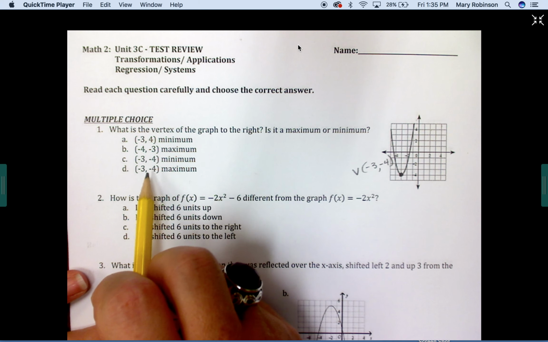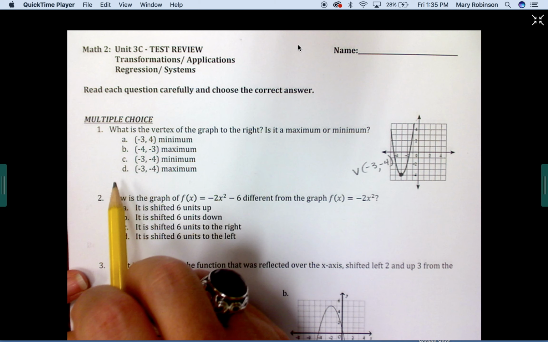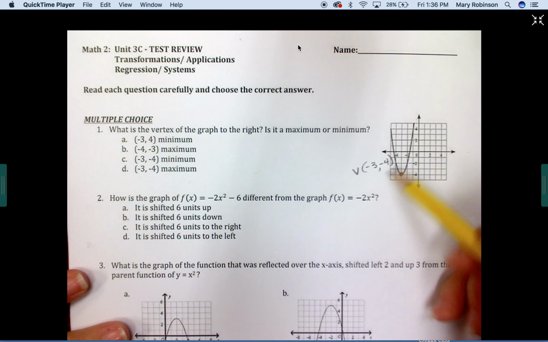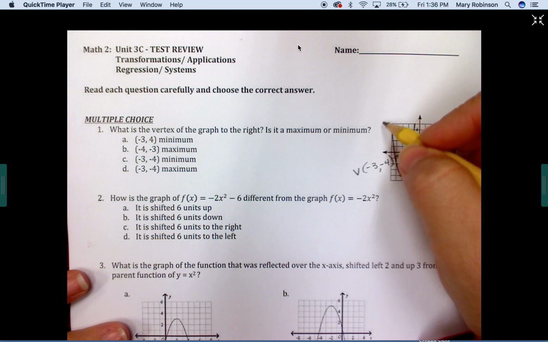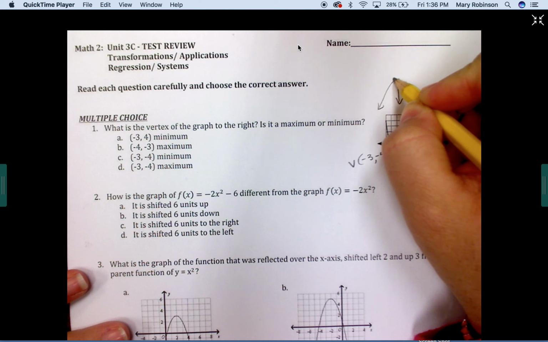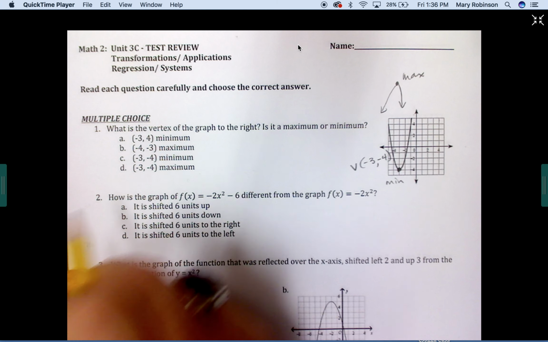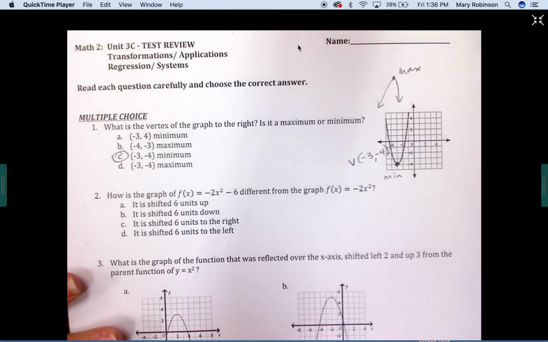And for -3, -4, you've got to choose from C or D, but also determine whether it has a maximum or minimum. Remember that a max is when you have the highest point, a min is when you have the lowest. So this is definitely going to be C.